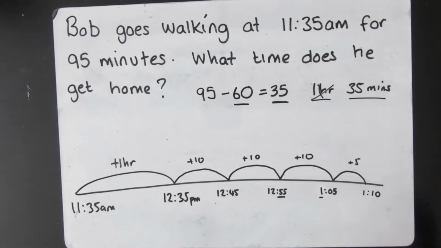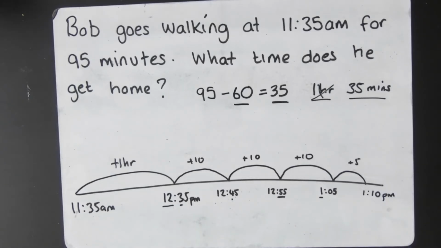Okay, let's read through that again. We started at 11:35, we added an hour, which became 12:35. We added 10 minutes, so we're changing our minutes here, 35 to 45. We added another 10 minutes, 45 to 55. We added another 10 minutes, 55 plus 5 would be 1 o'clock, plus 5 would be 5 past 1. And then we've added our 5 here, which will be 10 past 1 p.m.